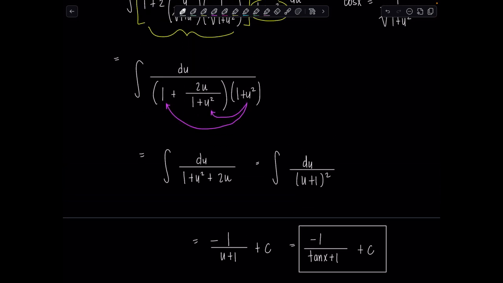Have you seen the Weierstrass substitution before? It's so beautiful when it works. Sometimes the algebra can be a little messy, but then it turns the integral into something really nice. Sometimes you have to do partial fractions and whatnot. So check out that other video I've made on that substitution if you haven't seen it before.